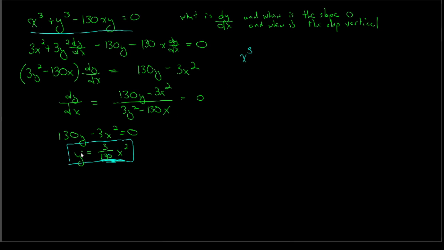So I'm going to put in y equals 3 divided by 130 x squared. So I get x cubed, and then I'm going to get 3 over 130 x squared, cubed, plus y cubed, minus 130x times 3 over 130 x squared, all equals 0.